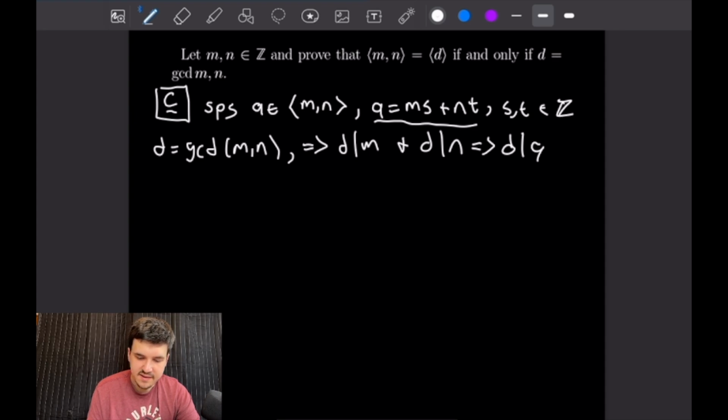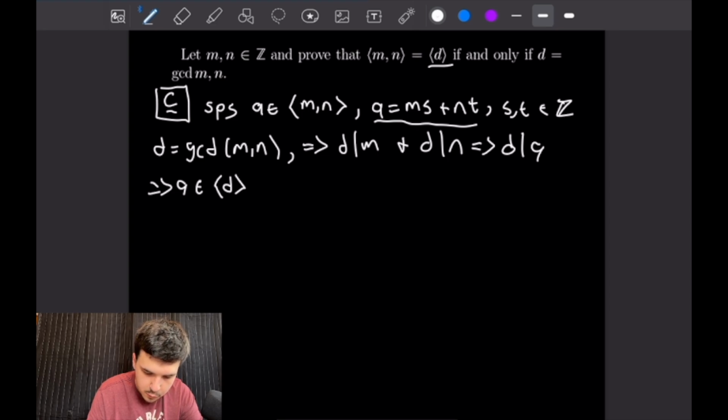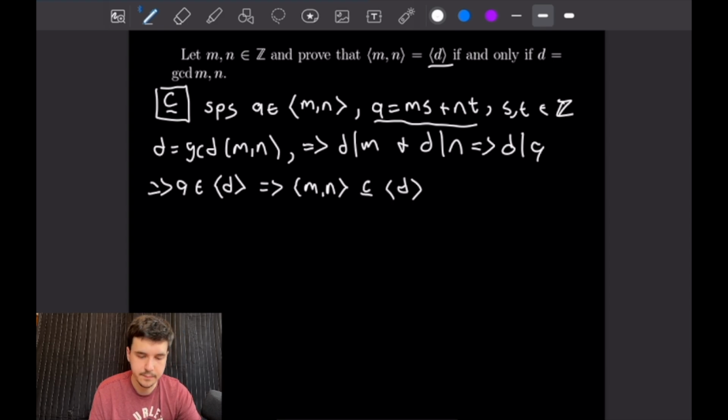But if d divides a, that means we can write a as a multiple of d and some other number, which is the exact definition of what it means to be in the set generated by d. So that means that a is in that set there, which proves our forward direction. We have that our set generated by m and n is a subset of our set generated by the GCD of m and n. Great.